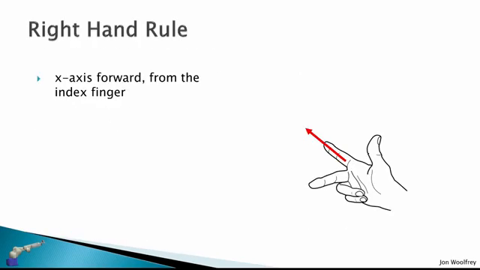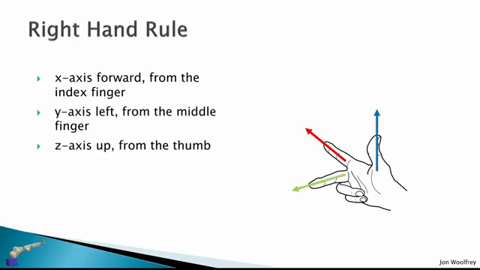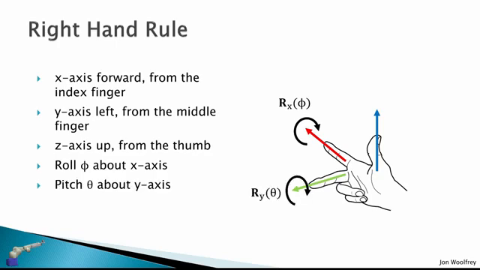So now in order to discuss orientation in 3 dimensions, we need to consider the right hand rule. So taking our right hand and making the gesture like in the diagram here, then we have x-axis forward from the index finger, y-axis left from the middle finger, and the z-axis up from the thumb. And then we can define a roll angle phi about the x-axis, like so, a pitch angle theta about the y-axis, like so, and a yaw angle psi about the z-axis in this direction.